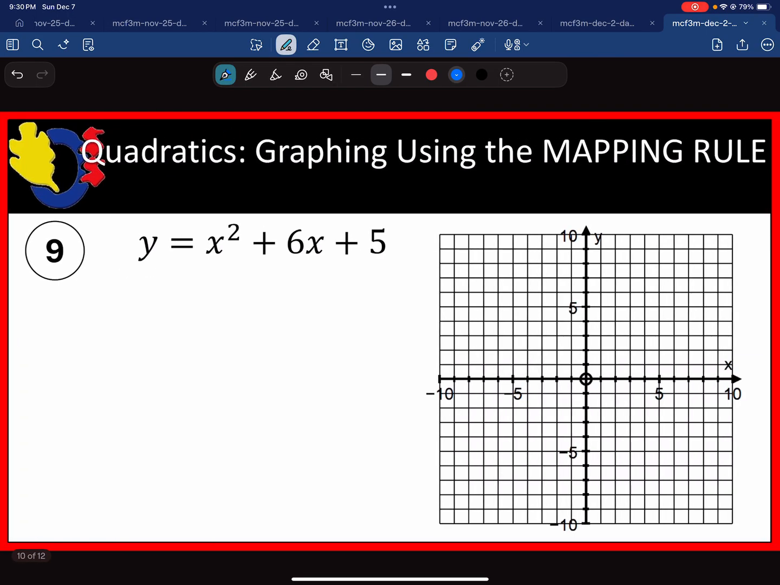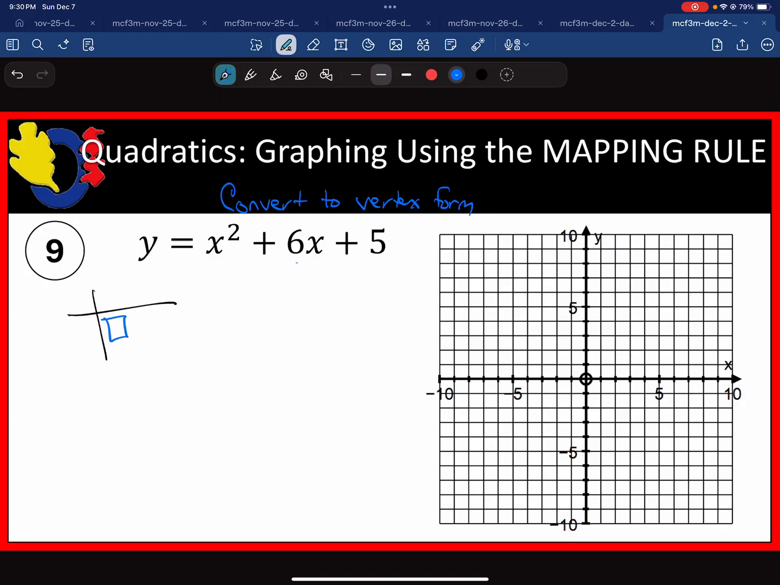All right, so this time, still using the mapping rule, but I have standard form. So again, I have to convert it to vertex form because otherwise I will not have an h and a k. So convert to vertex form. So again, you can use the algebra tiles method if you want, or the algebraic strategy. I will go over both.